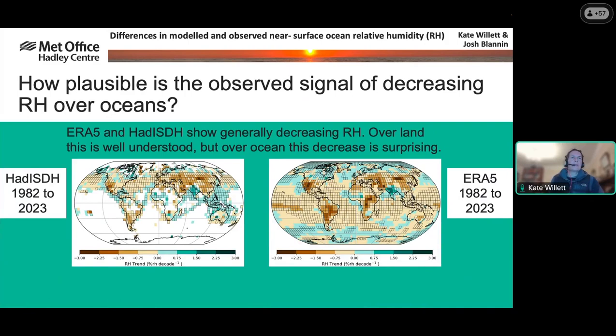So these are decadal trend maps that you're looking at in relative humidity. The decreasing trend over land is reasonably well understood, but I was really surprised to see this decrease over ocean, and even more surprised to see it not only in HAD-ISDH, my own product, but also in ERA5.